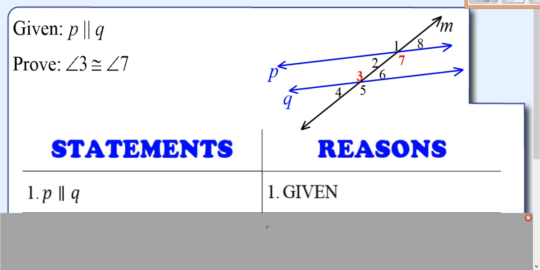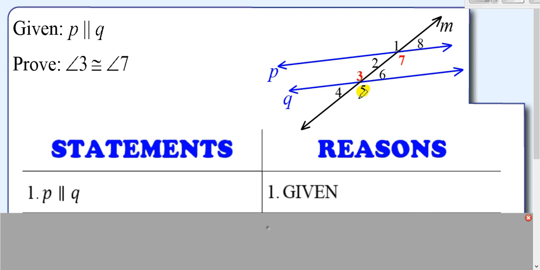So if we choose angle 5, there's other ways you could have done it. You could use angle 2. You could also use angle 6. All of that would work. But we're going to choose angle 5 right now. They can both be tied together with angle 5. So ask yourself, how can 3 and 5 be tied together? How can 7 and 5 be tied together?